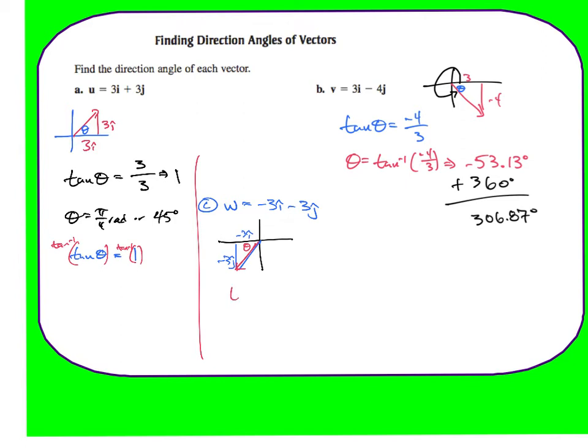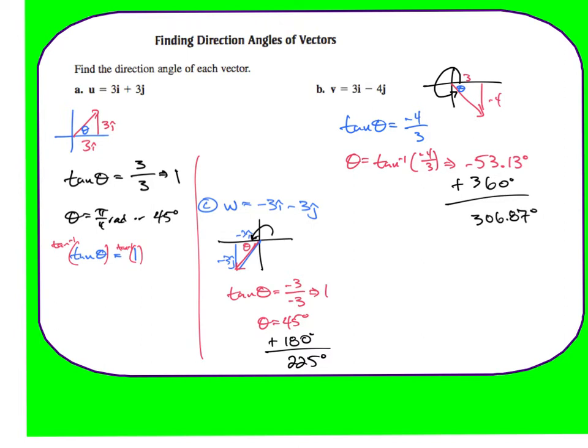So I'd have tangent of theta would be equal to what? Negative 3 over negative 3, which we know is 1. Well, we did this one already. If I arctangent this, theta is equal to what? 45 degrees. But 45 degrees will not be my answer. What do I have to do? I have to add 180 to it. All right. So I actually have to add 180 degrees to this one. So I end up with 225 degrees. All right. So hopefully from there you can see why it's so important to draw that little picture.